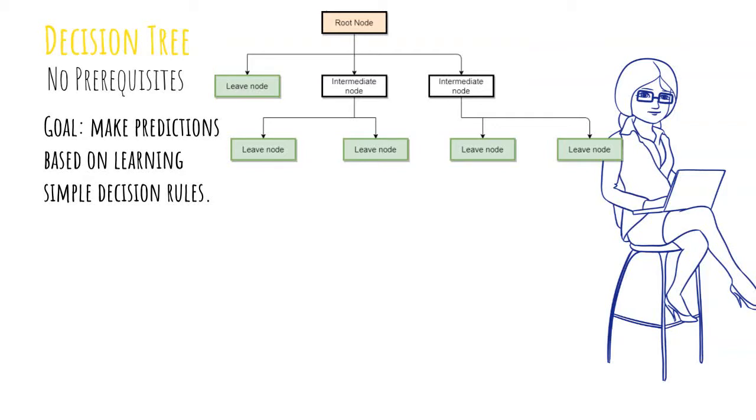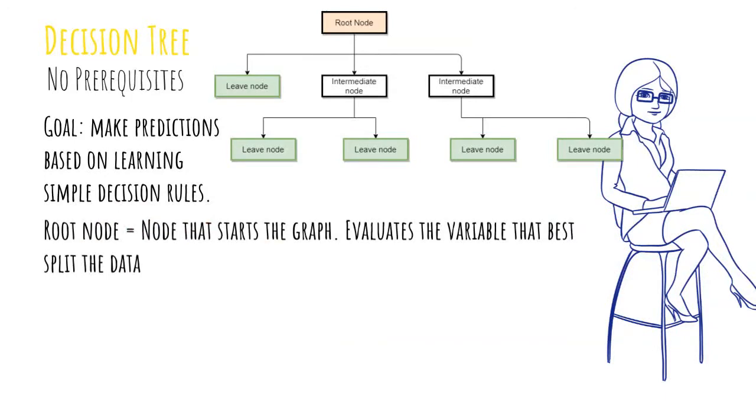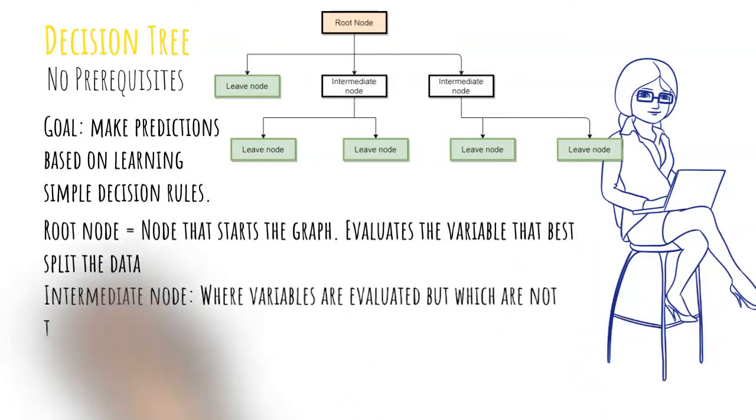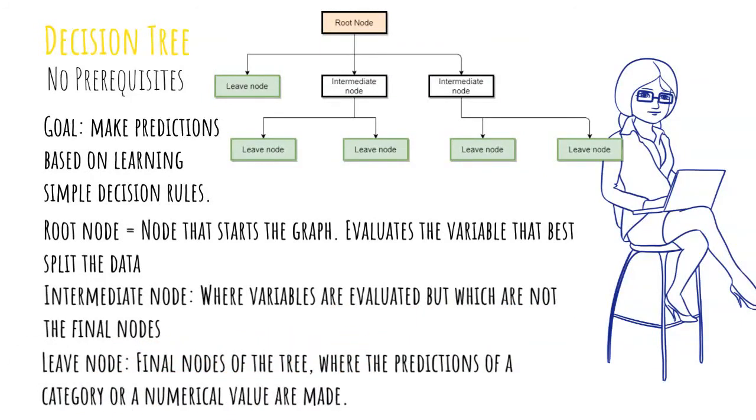You can observe the following components. The root node, which is the node that starts the graph. It evaluates the variable that best splits the data. Intermediate nodes, which are the nodes where variables are evaluated but which are not the final nodes where predictions are made. Leaf nodes, which are the final nodes of the tree, where the predictions of a category or a numerical value are made.